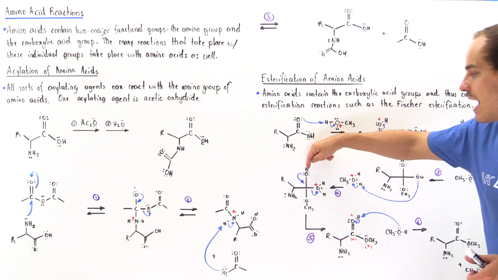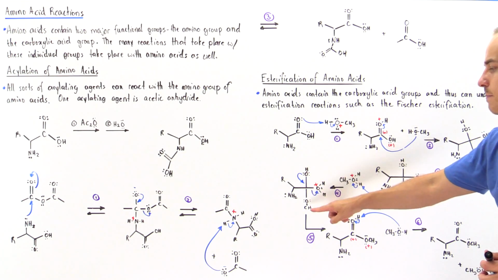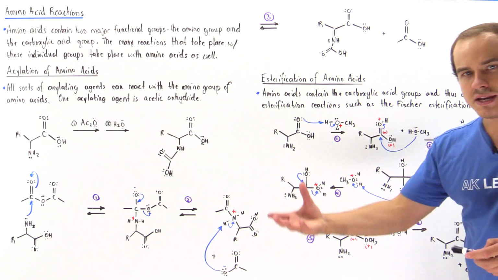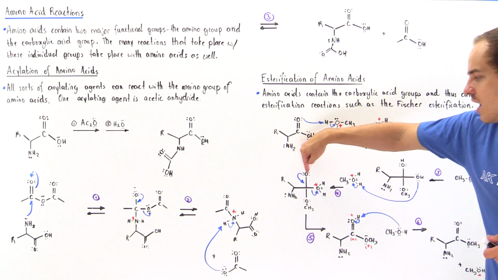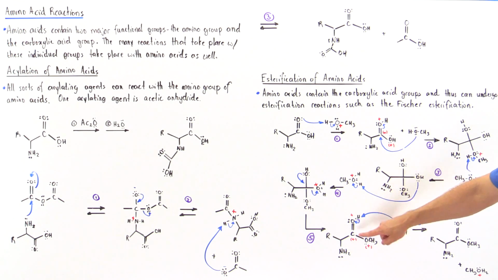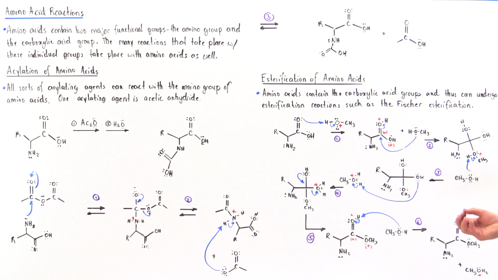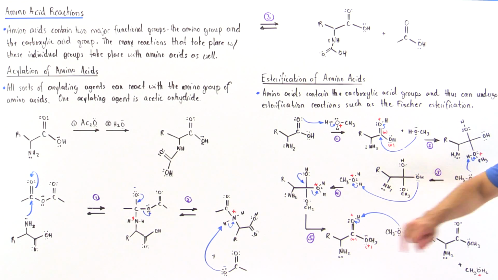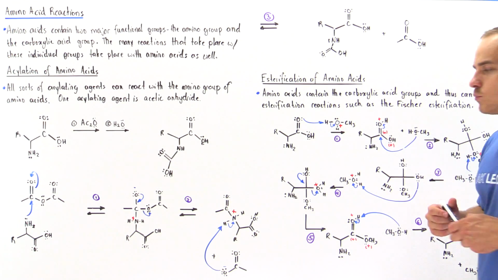In step 5, we have the closure of our pi bond, and we have an elimination reaction taking place where the water is eliminated and we form the pi bond between oxygen and carbon, and so we have the delocalization of charge among this carbon, this oxygen, and this oxygen here. And in the final step, an alcohol molecule, the methanol molecule that was produced in step 4, now deprotonates this oxygen to form the final product, as well as our acid that has been regenerated at the end. So this is our ester version of the amino acid that we began with.